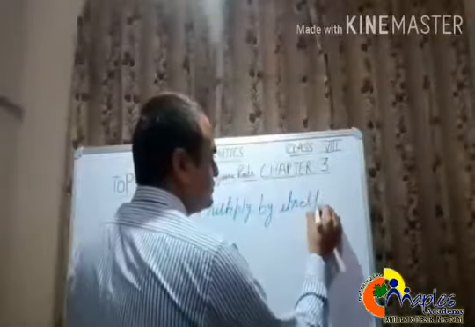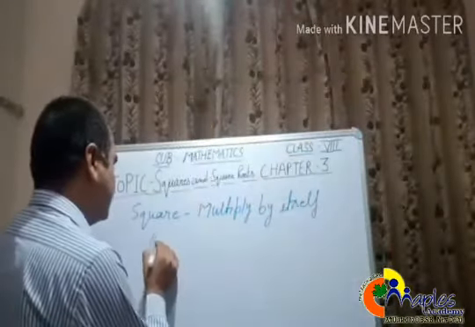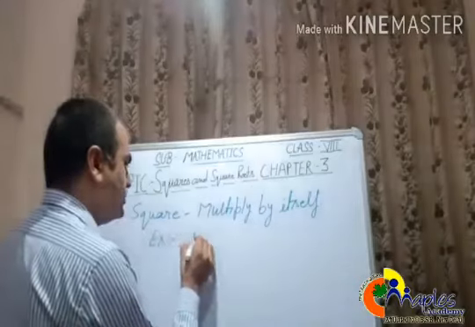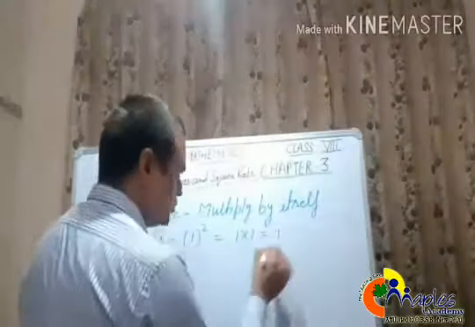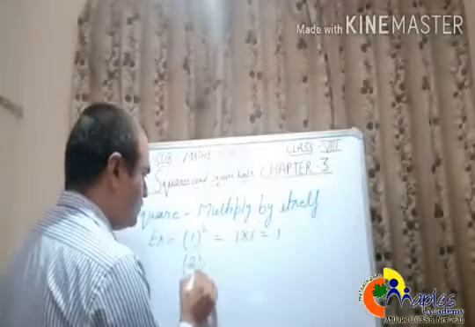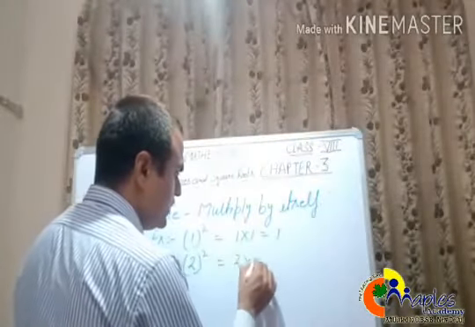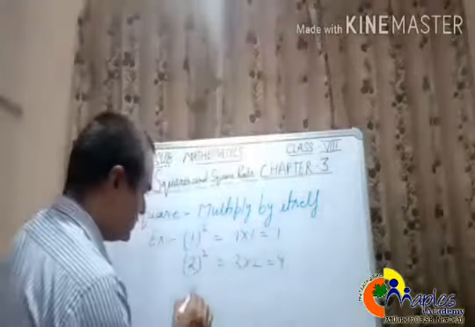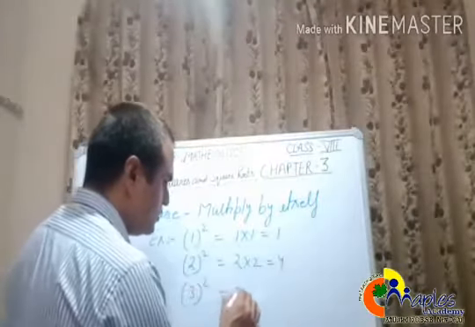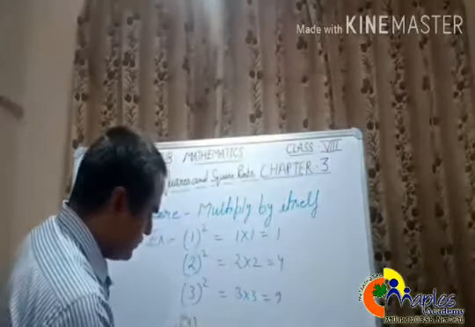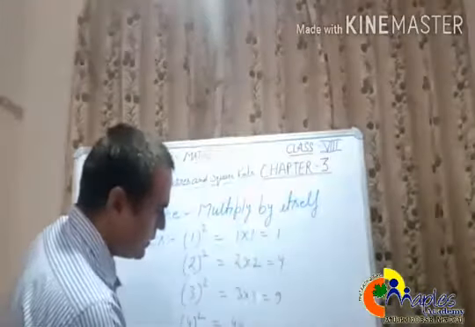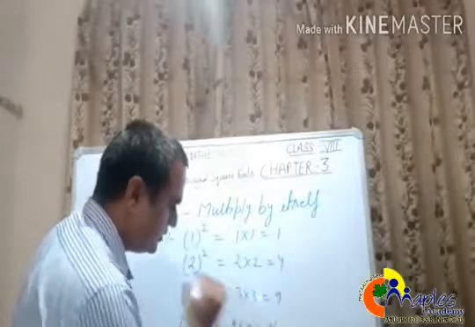Let us suppose an example: what is the square of 1? You have to write 1 into 1 equals 1. And what is the square of 2? 2 into 2, we get 4. And what is the square of 3? 3 into 3, we get 9. And what is the square of 4? 4 multiplied by 4 is equal to 16.